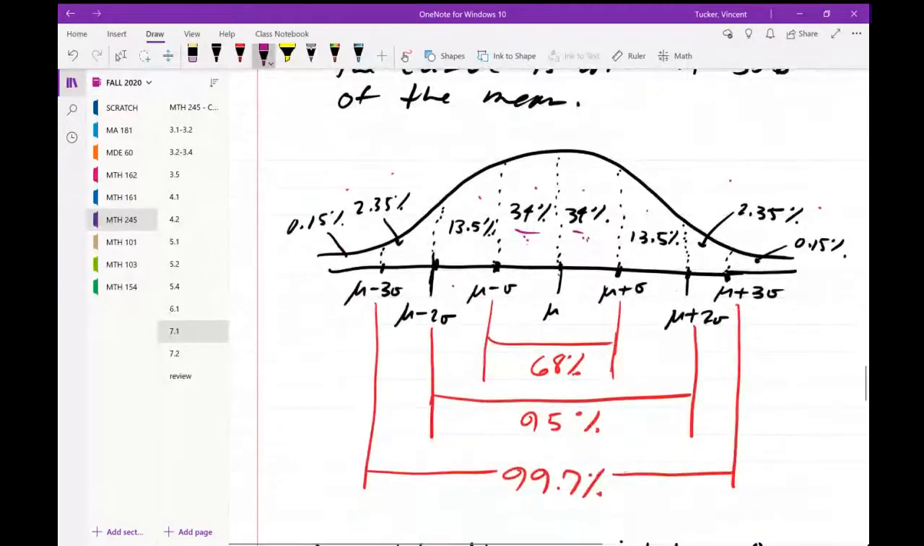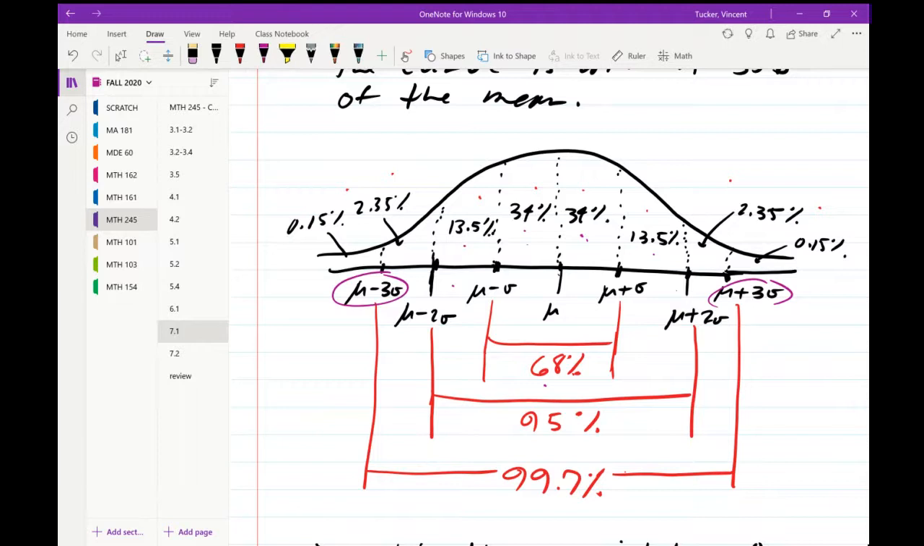Oh, well, I got it down here. I don't have to keep scrolling up. It's right down here. And then also, if I were to add and subtract, or go out two standard deviations, that's 95% of my data. You add 13.5, 34, 34, and 13.5. If I were to add another standard deviation, a third standard deviation, and subtract the third standard deviation, that will give me 99.7% of my data.